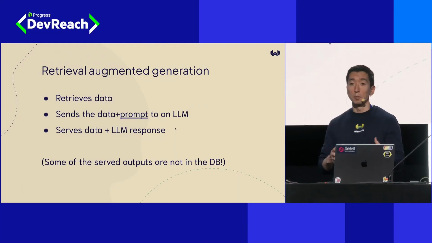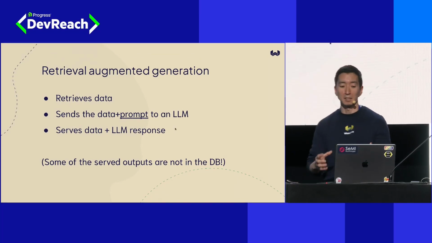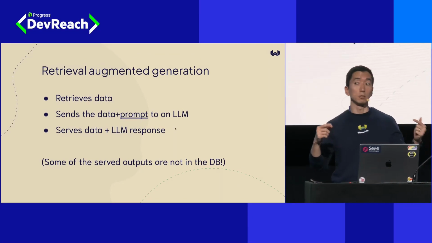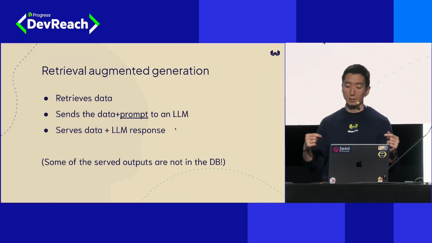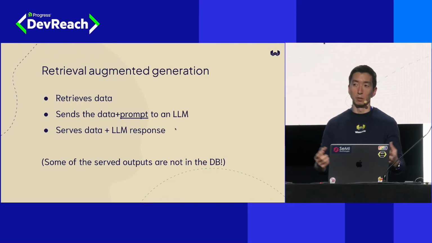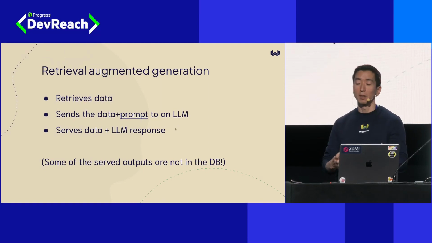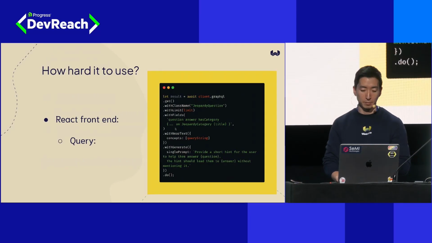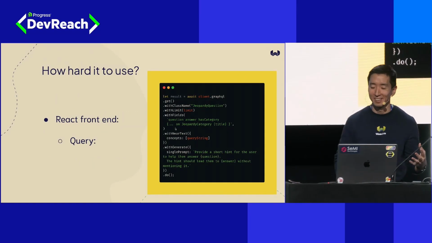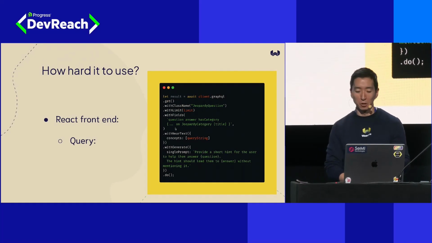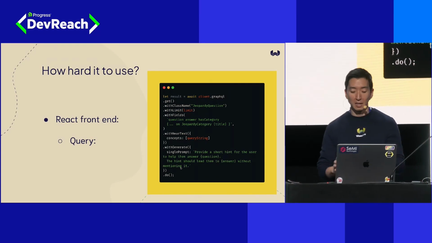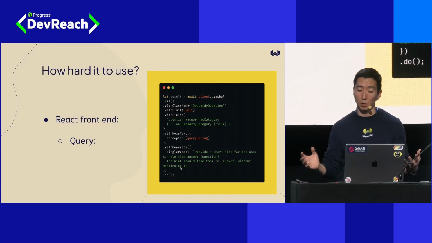I should note that retrieval augmented generation is inherently a multi-step process. So again, what it's doing is retrieving the data from our database, sending it to a large language model, and serving that as well as the response. So you get the original data along with the data from your database. Again, how hard is it to use? It's basically the exact same query as you saw earlier. The only difference in this query is that I've added the prompt and obviously the one other method. So it's basically one more line of code.